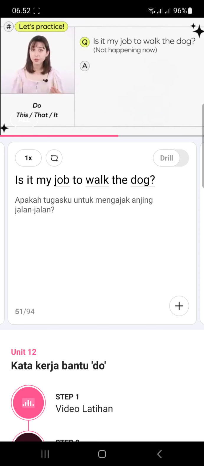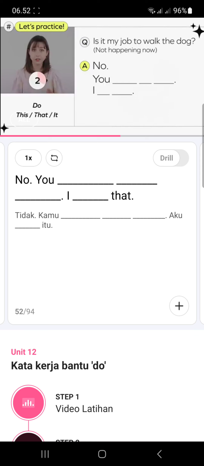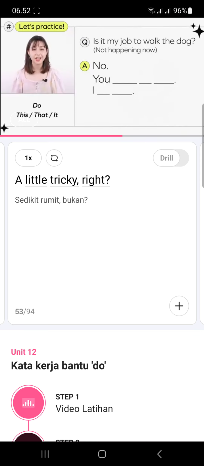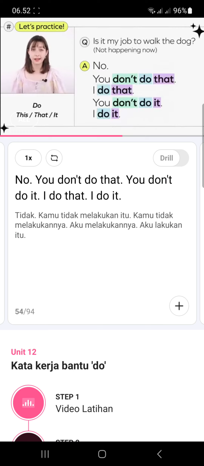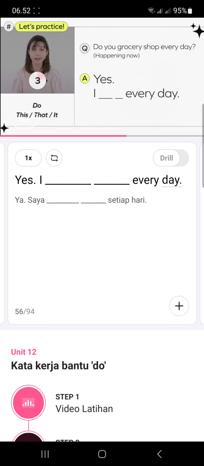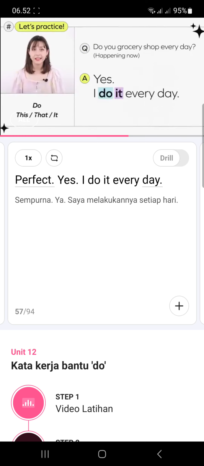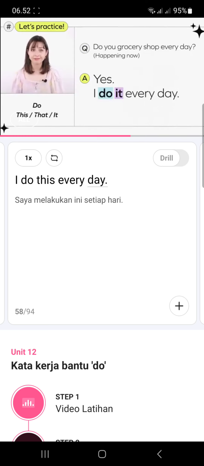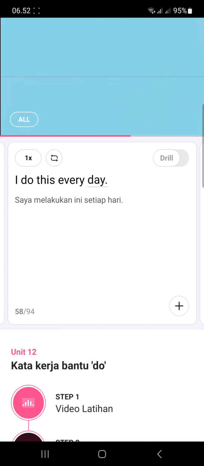Is it my job to walk the dog? A little tricky, right? No, you don't do that. You don't do it. I do that. I do it. Do you grocery shop every day? Perfect. Yes, I do it every day. I do this every day.